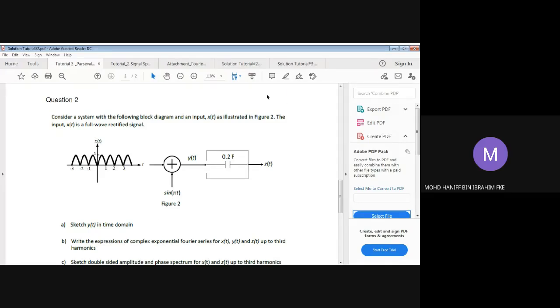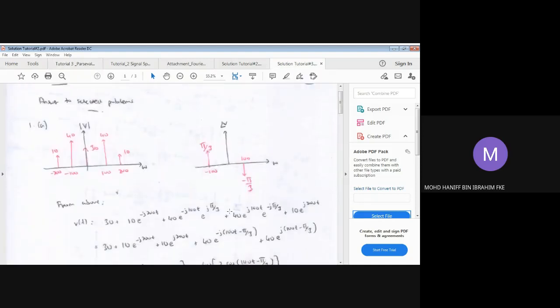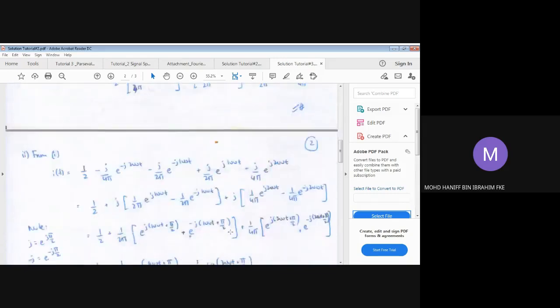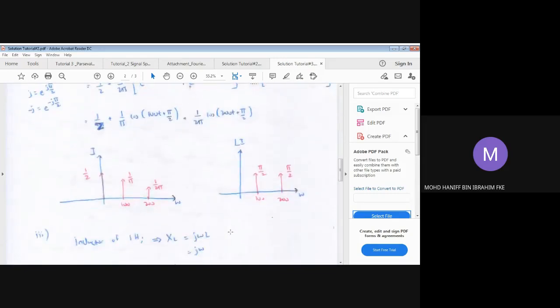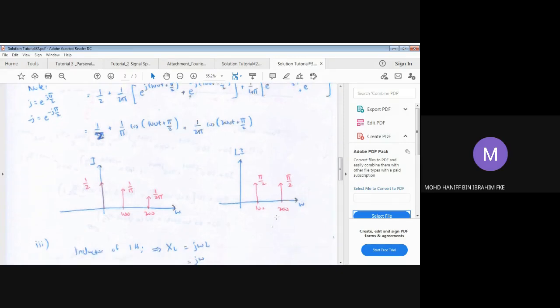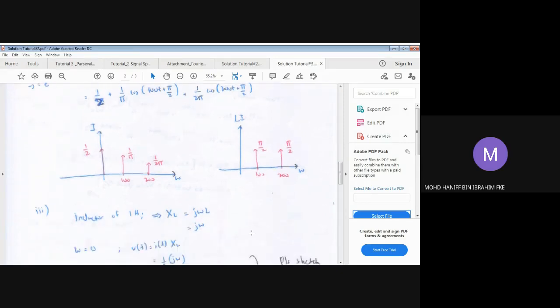Let's have a look at the solutions because I did it beforehand. This is the solution for question 1. Maybe you can refer to this later on. I spent my time yesterday night to do these solutions for you. Hopefully you can find it useful later on, to prepare for your test or final examination.